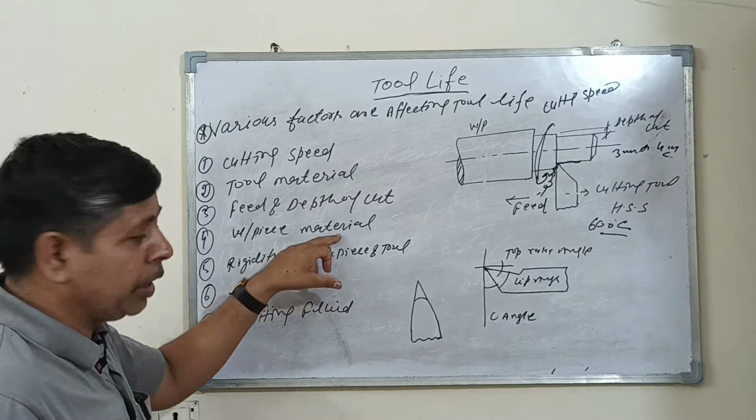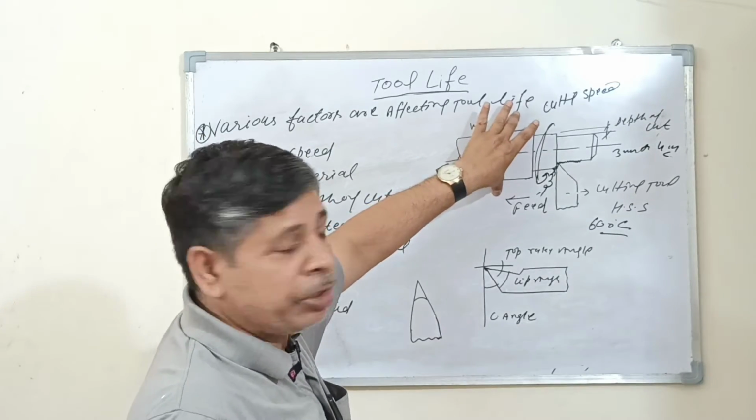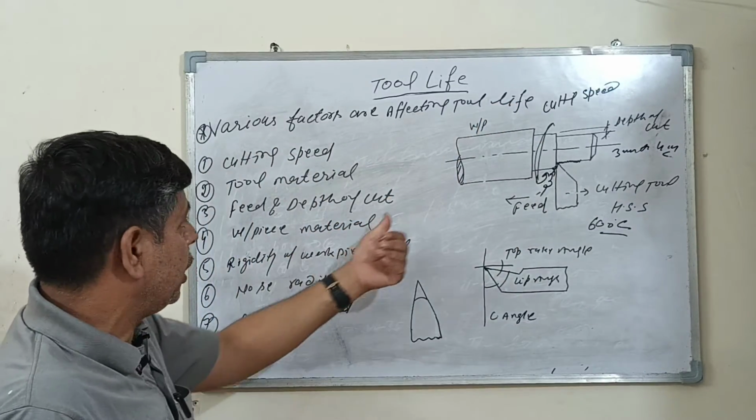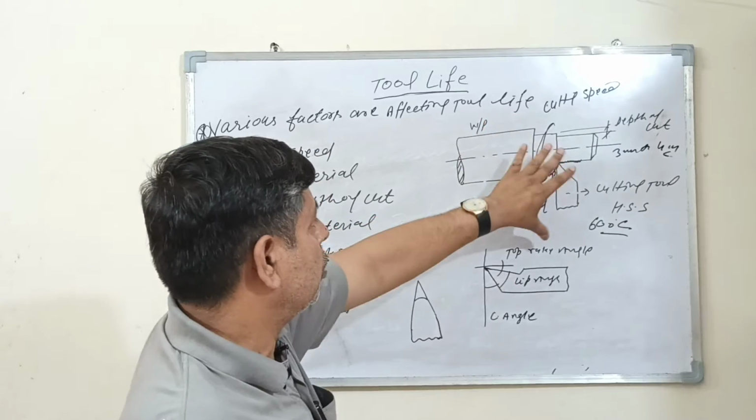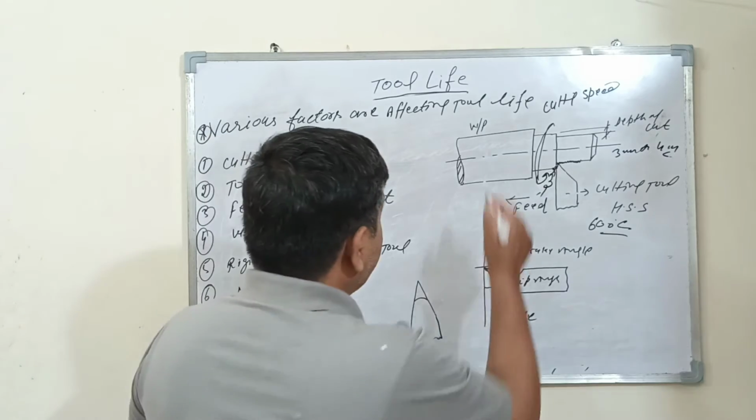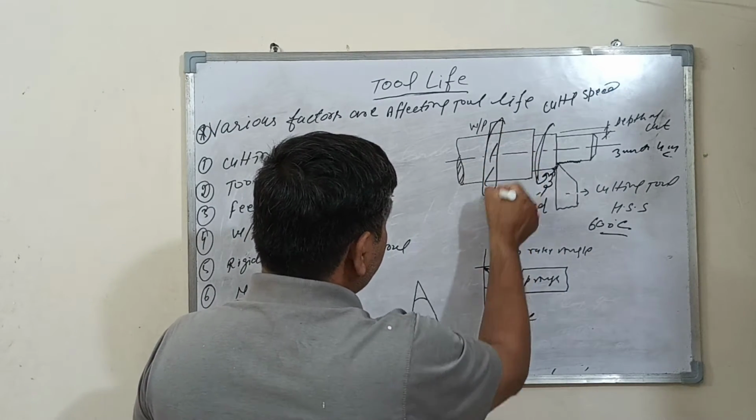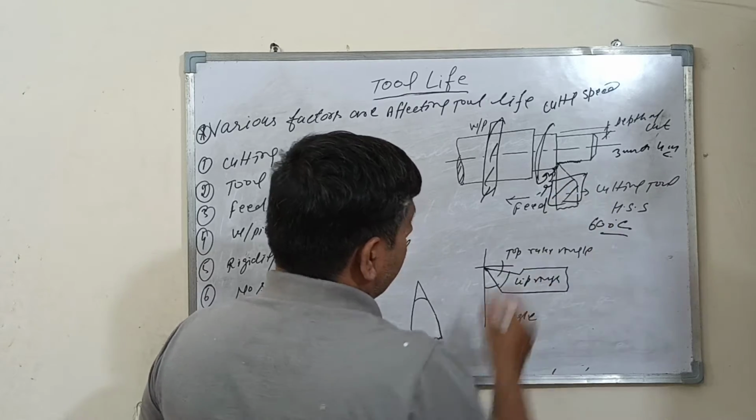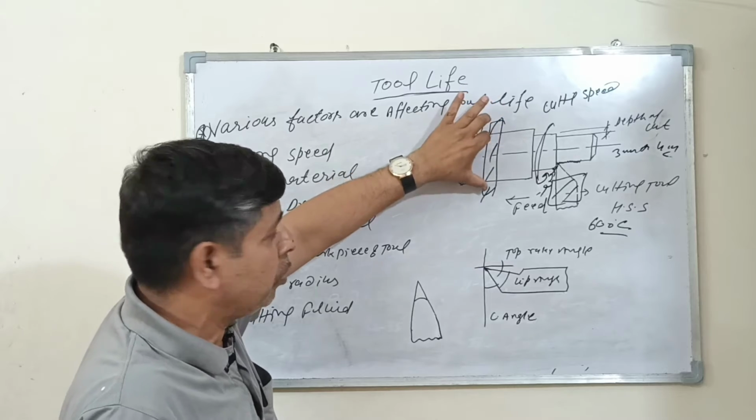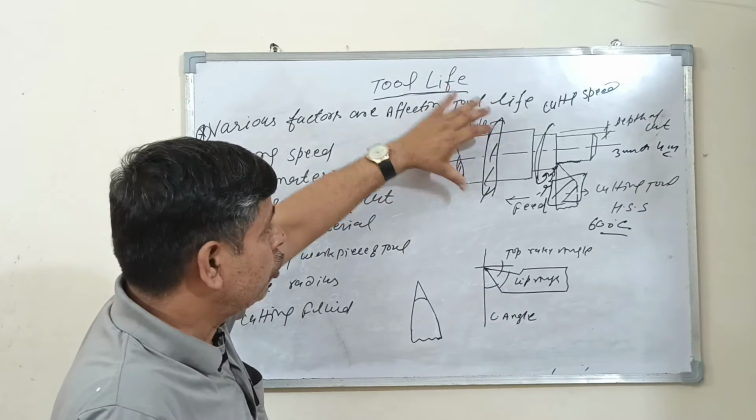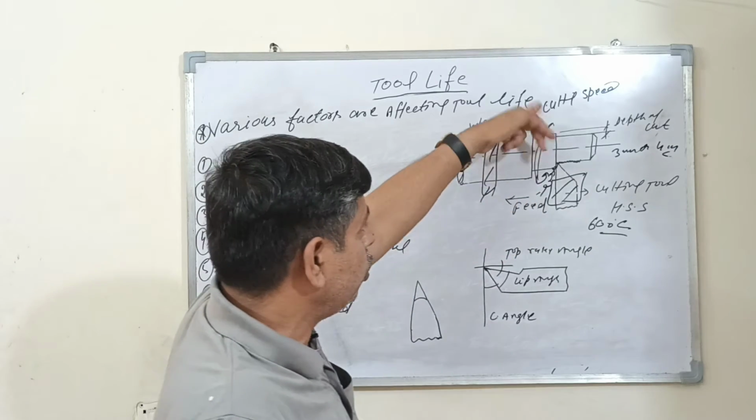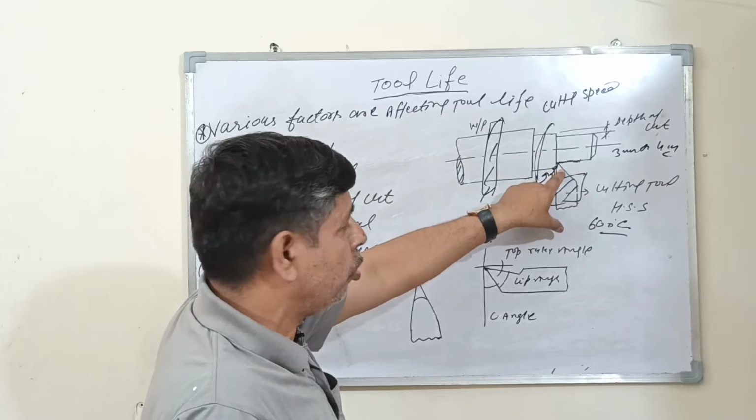Next is workpiece material. What type of material is to be machined? Different types of workpiece material can be used. Then the rigidity of the workpiece and the tool. The workpiece should be firmly tightened on the machine, and the tool is also firmly tightened. When the workpiece is not tightly fixed on the machine, a number of vibrations are created and there is no good alignment of the workpiece. Due to the vibration, the point of the cutting tool will be damaged.